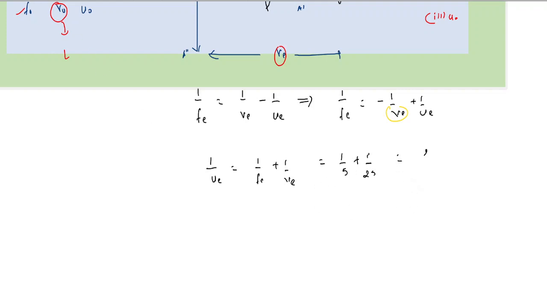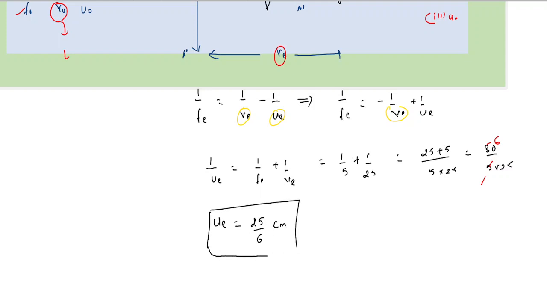This is equal to 25 plus 5 by 5 into 25. That will be 30 by 5 into 25. So 5 sixes are 30, therefore UE is equal to 25 by 6. Since here both UE and VE are in centimeter, this also would be in centimeter only. So this is what UE is.